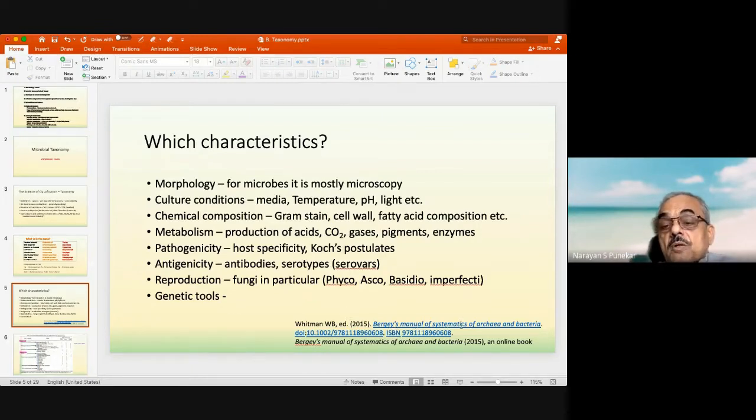But Bergey's Manual is predominantly for bacteria, archaea and bacteria. For fungi, this is not so useful. Okay, we'll look at that as we go along. But the general characteristic that we typically use to classify microorganisms is morphology. Since they are all microscopic, the morphology is not very easy to see, so for these organisms we mostly use microscopy.